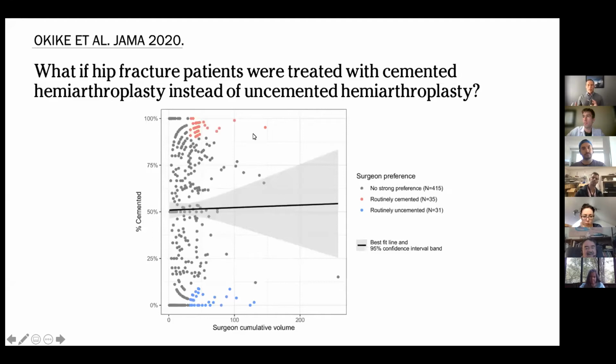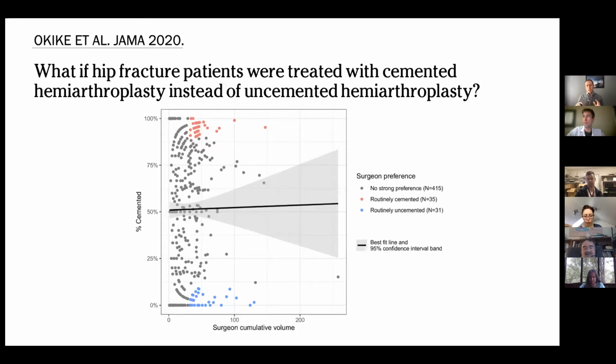And the clever aspect of the design in this study was they realized that surgeons have a really strong preference for one of these two treatments. Some surgeons really strongly prefer the cemented hemiarthroplasty. Other surgeons really strongly prefer the uncemented hemiarthroplasty. And this plot shows that polarization within preferences.